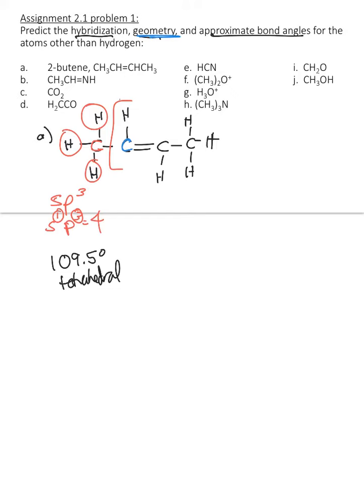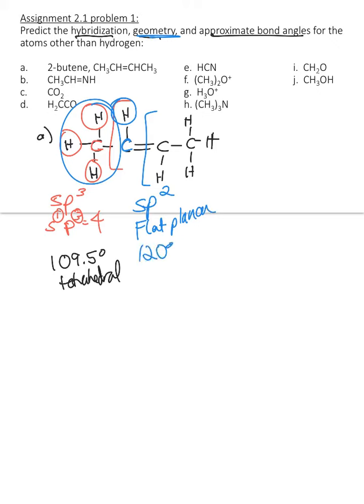This carbon, the blue carbon, has 1, 2, 3. So that's an sp2. So you can add your superscripts together. 1 plus 2 is 3. And sp2 is flat, and it's planar. So it's like the plane, flat as a piece of paper. And those are 120 degree bond angles. And it's flat planar is the geometry.